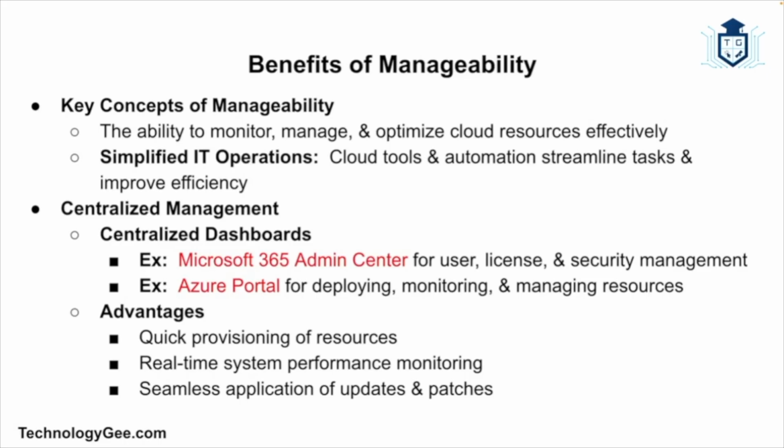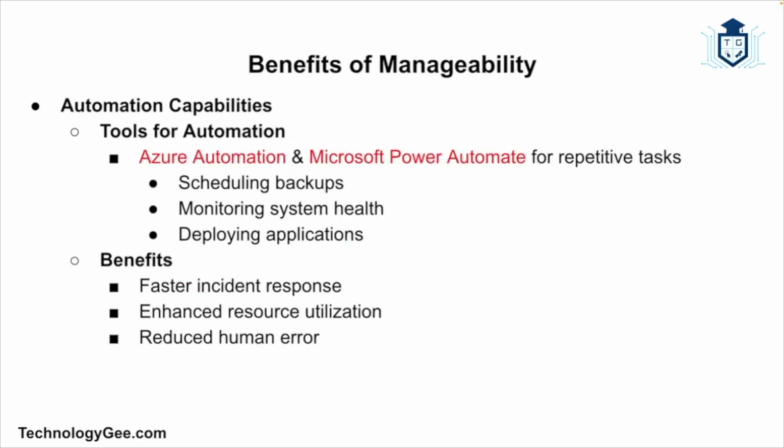Centralized management makes it easier to provision resources quickly, monitor system performance in real time, and also apply updates and patches seamlessly. The next benefit is automation. Cloud services provide automation capabilities that reduce manual effort and improve efficiency. Azure Automation and Microsoft Power Automate allow organizations to automate repetitive tasks such as scheduling backups, monitoring system health, and deploying applications. Automation ensures faster response to incidents, improved resource utilization, and reduced human error.